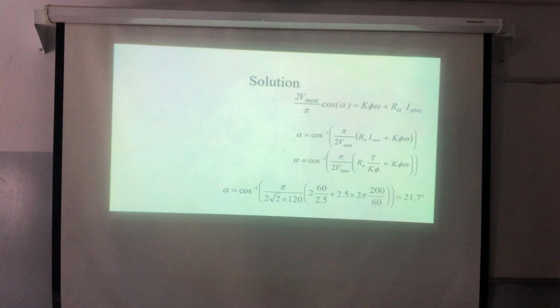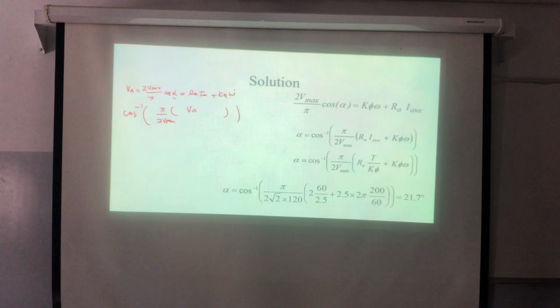Let's record it here. VA was equal to 2 Vmax over pi cosine alpha, and this will equal RA IA plus K phi omega. So simply, if I need to find alpha, the first thing, with VA, I multiply it by pi and divide by 2 Vmax. Then I will take the cosine inverse of this one, correct? Yes. And this is what we did.